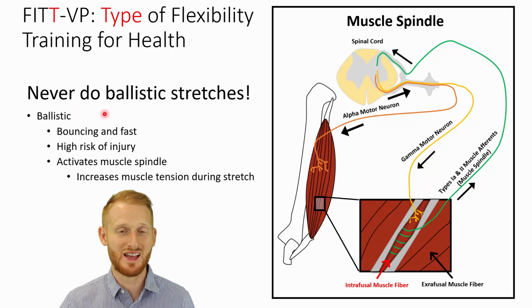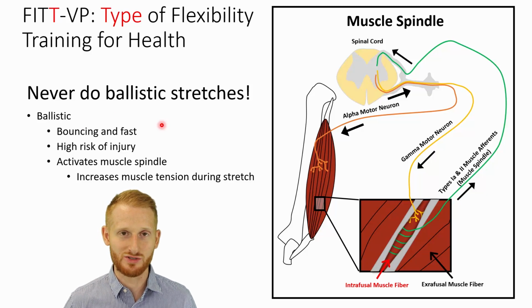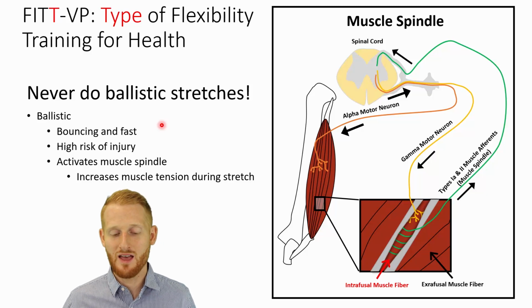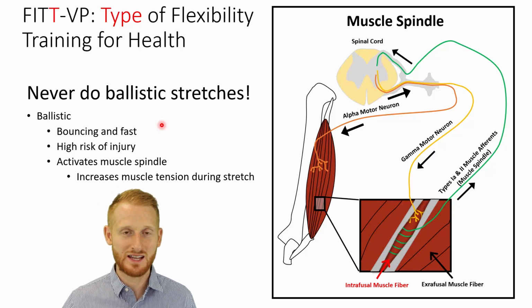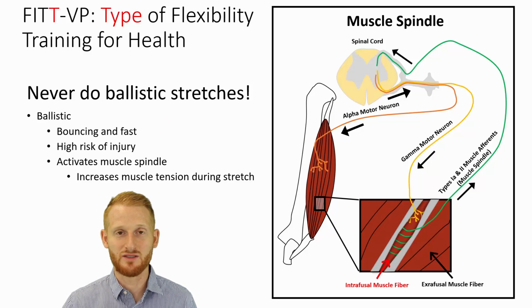So ballistic stretching is when there's a fast bouncing movement to the stretch. So it's when you see people and they kind of reach towards their toes and they just bounce up and down, trying to reach further and further with each bounce. That's a ballistic stretch. Anytime there's a sort of bouncing, quick, jerky movement to it, that is a ballistic stretch. And again, we do not recommend these at any time. Problem with ballistic stretching is it's going to activate another proprioceptor called the muscle spindle. So let's talk quickly about that.